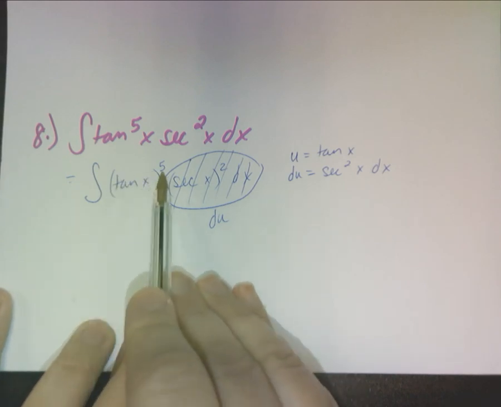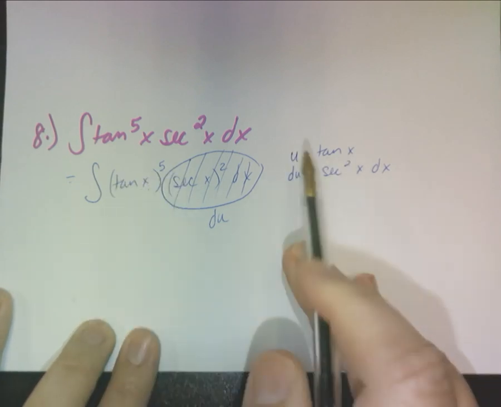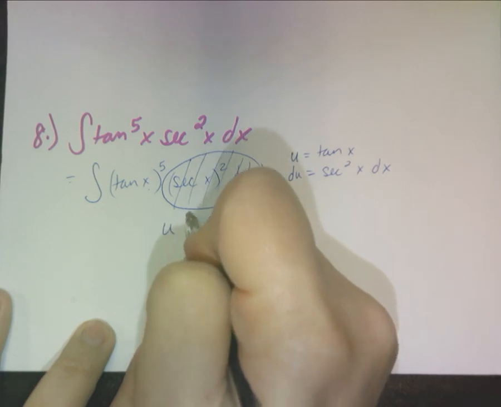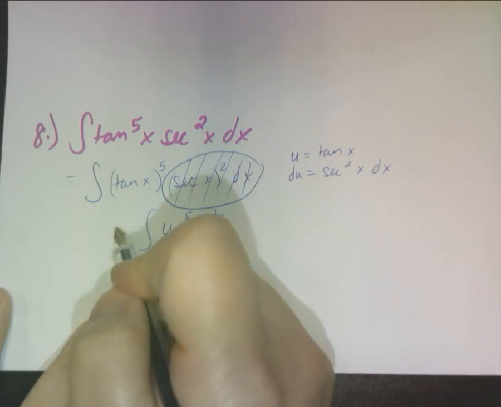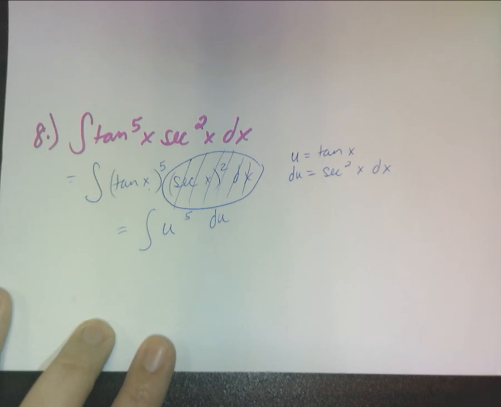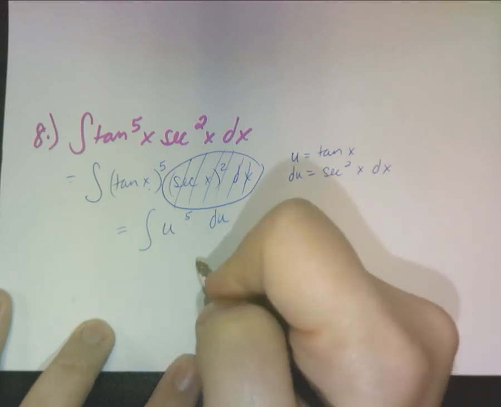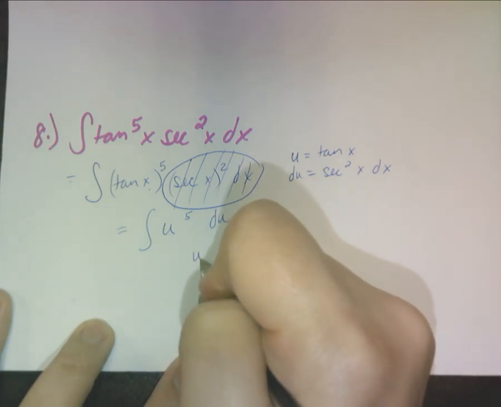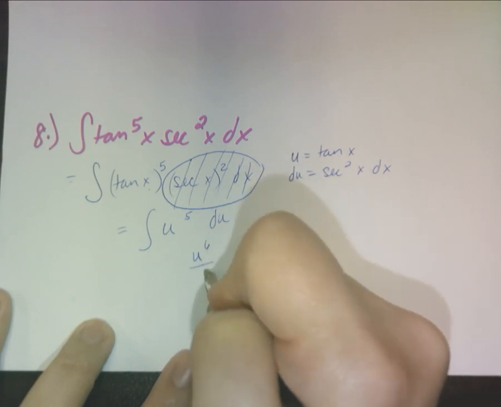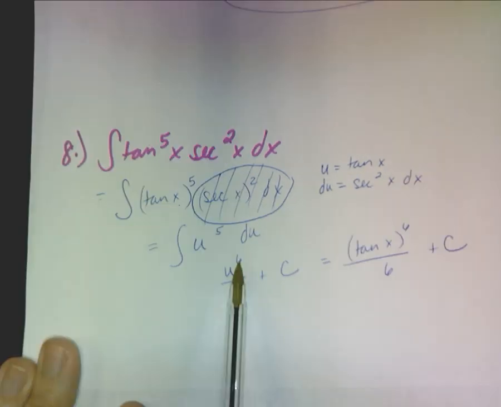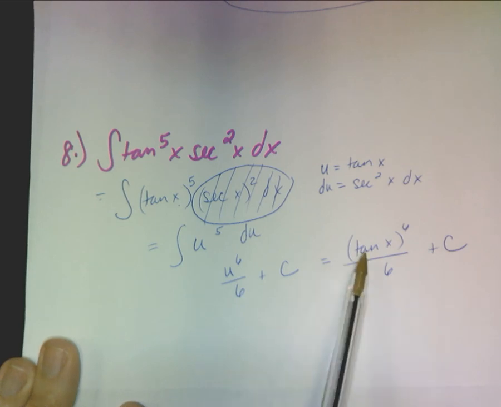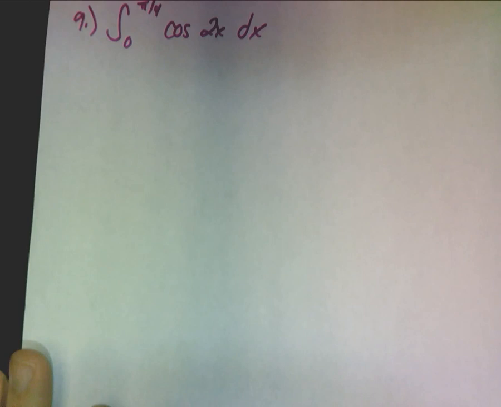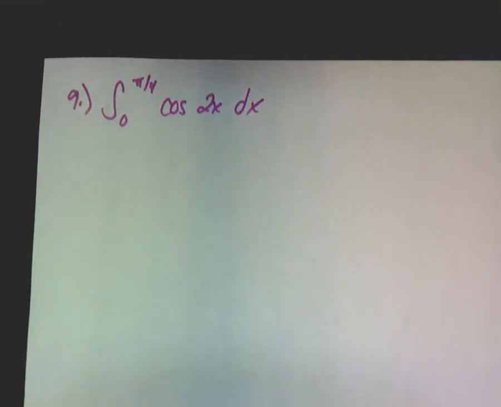This tan x to the 5th is just u to the 5th. Oh, so I don't need this sheet at all. Yes, just really needed to know about derivatives. How do I integrate u to the 5th? That would just be u to the 6th over 6 plus c, which is tan x to the 6th over 6 plus c. Simple. Last one.